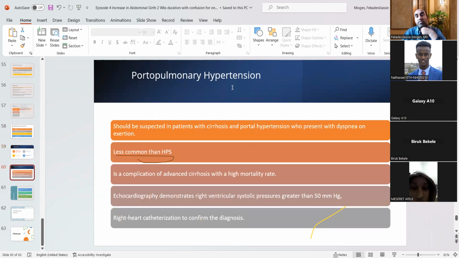Portopulmonary hypertension is another differential diagnosis, especially if the patient has significant dyspnea. It is less common than hepatopulmonary syndrome and is a complication of advanced cirrhosis with a high mortality rate. Echo demonstrates right ventricular systolic pressure greater than 50. So there will be evidence of pulmonary hypertension on echo. Right heart catheterization is needed to confirm the diagnosis. That is the best way you can diagnose pulmonary hypertension. Echo shows you some evidence, then right heart catheterization will give you a definitive diagnosis.